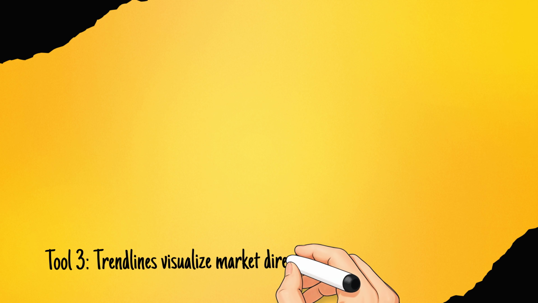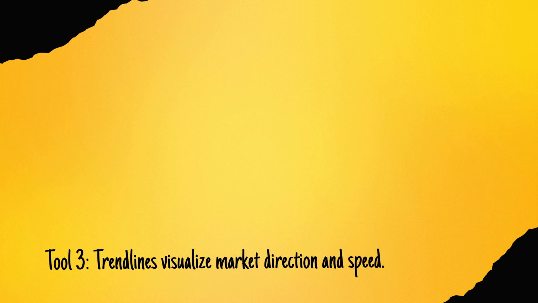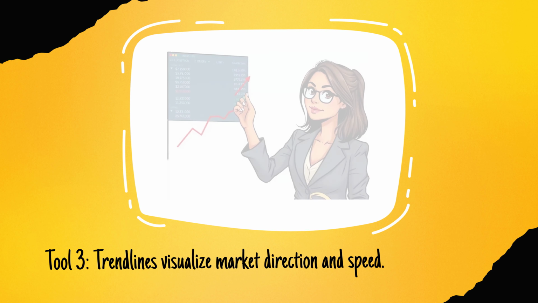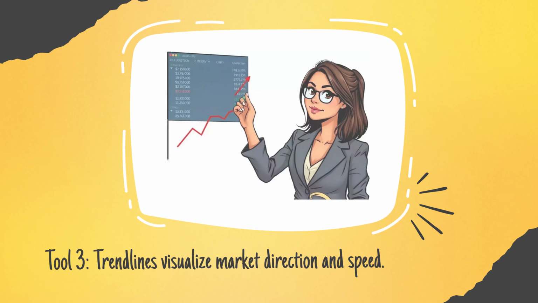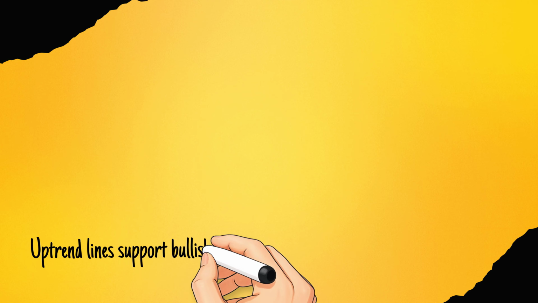Tool 3. Trendlines. Trendlines visualize the market's direction and speed. They are simple straight lines connecting common price points. An uptrend line is drawn by connecting 2 or more consecutive higher lows. This line shows the dynamic support for a bullish market.